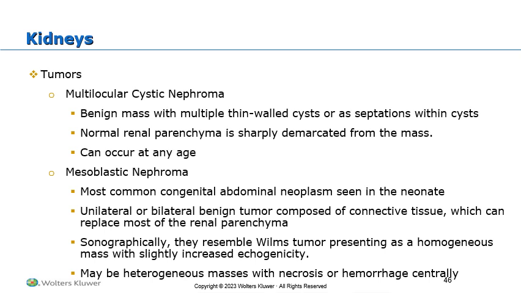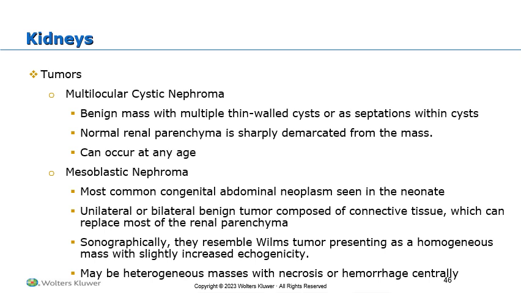Another type of tumor is the multilocular cystic nephroma. So nephroma would be tumor, or kidney tumor. Multilocular would tell us that this is loculated and that it has cystic components. So this is actually a benign mass, and it has multiple thin-walled cysts, or it can be thin walls separating within one cyst.